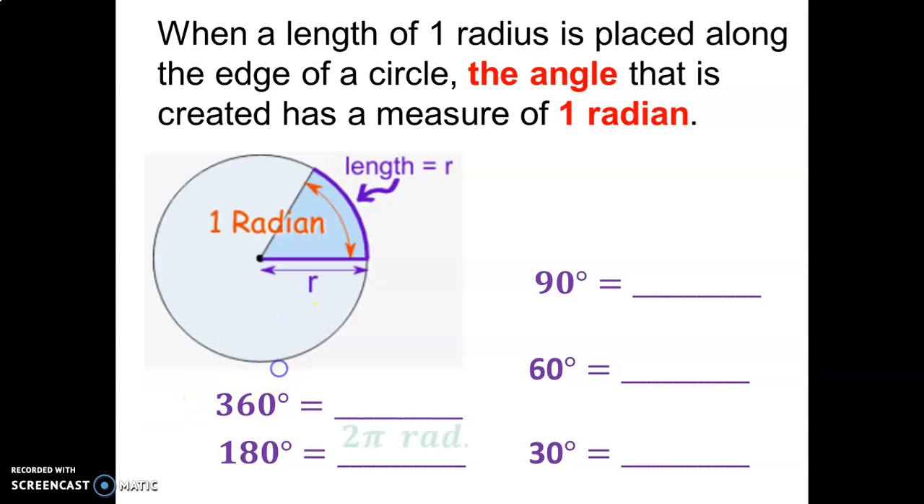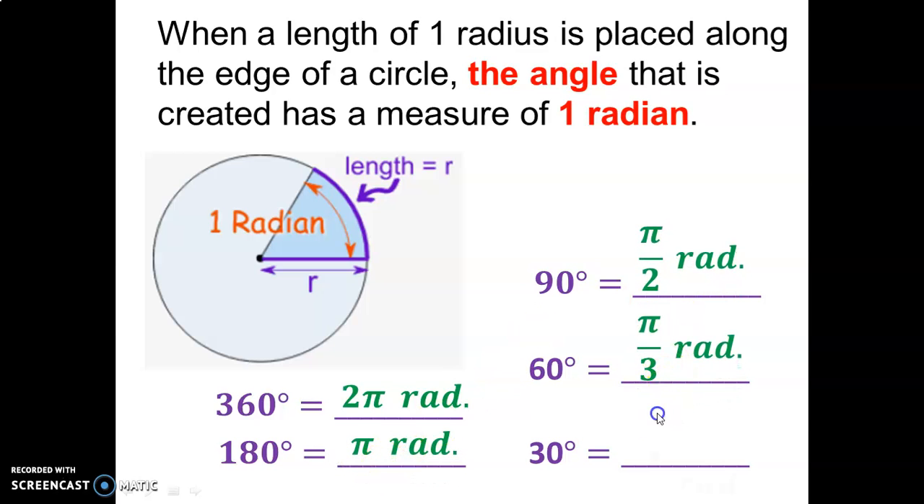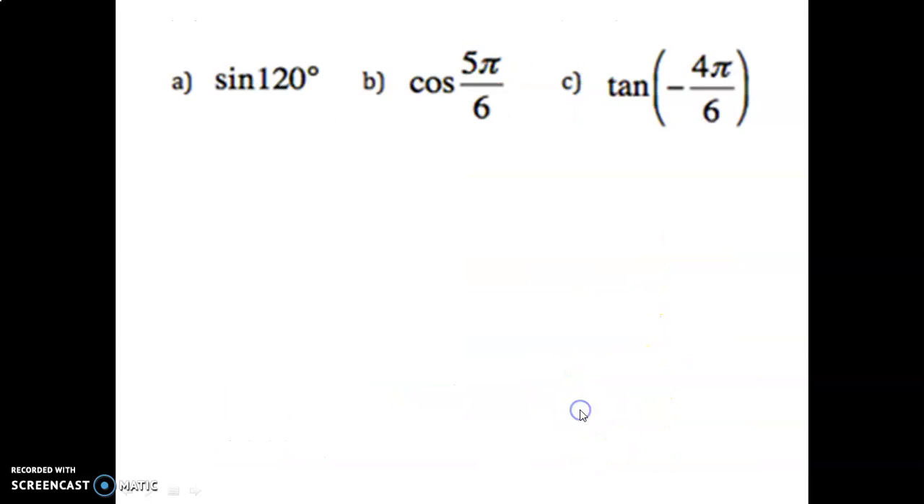We know 360 degrees is 2 pi radians. We know 180 degrees is pi radians. We know 90 is pi over 2. We know 60 is pi over 3. And we know 30 is pi over 6, because there are 3 60s in 180. So 180 divided by 3 is 60, or 180 divided by 6 is 30. Okay, with that in mind, you should now be able to do these problems.